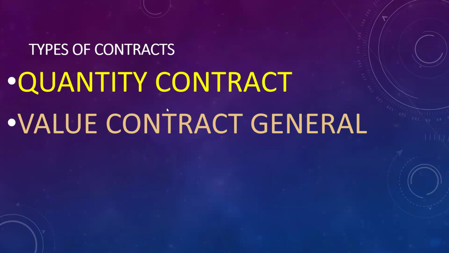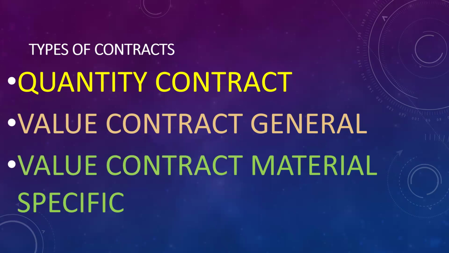Till now, we have seen quantity contract, value contract general. General means it is for all materials, value contract material specific. So if you are directly watching this one, try to follow the detailed previous sessions about quantity contract and value contract. Okay. So let's try to break it down what exactly it is.